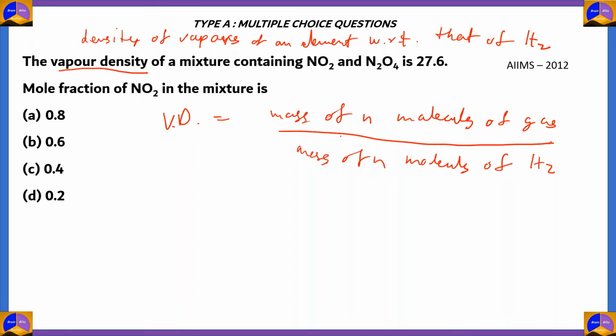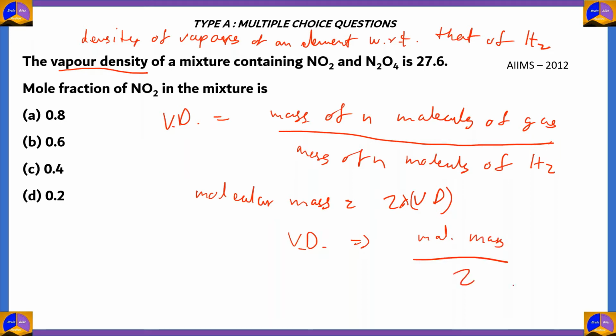Now, we can also write vapor density in terms of molecular mass. So molecular mass can be written as 2 times vapor density. So vapor density will be equal to molecular mass divided by 2. So this is about vapor density.